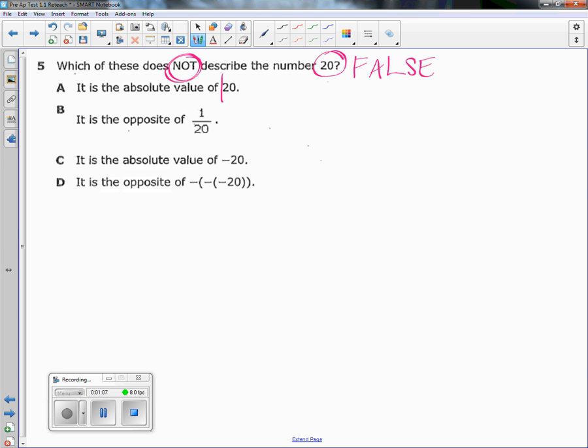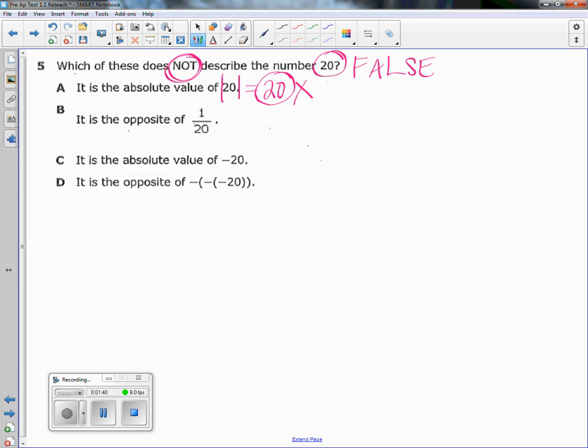Remember, the absolute value of 20 looks like this. And what the absolute value means is the distance the number is away from 0, not the direction. And what I mean by direction is if it's positive or negative. So if you think about your number line, it's not going left or right on the number line that we're concerned about. We're concerned about how far away from 0 it is. So 20 is 20 spaces away from 0, so that's the absolute value. So that one does describe 20, so that would not be the correct answer choice.